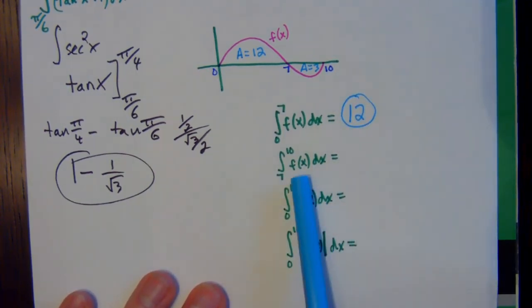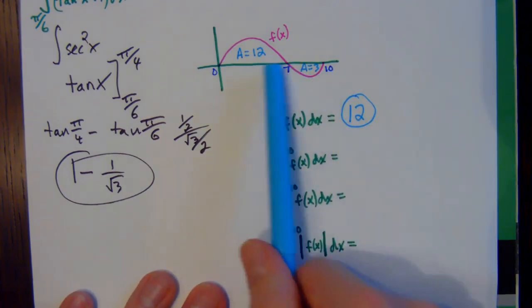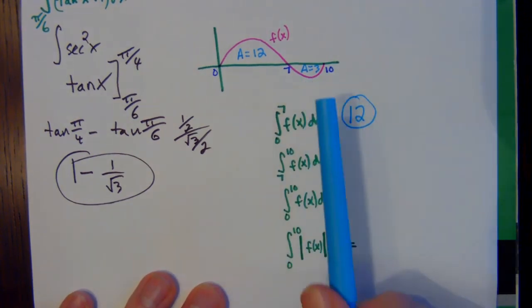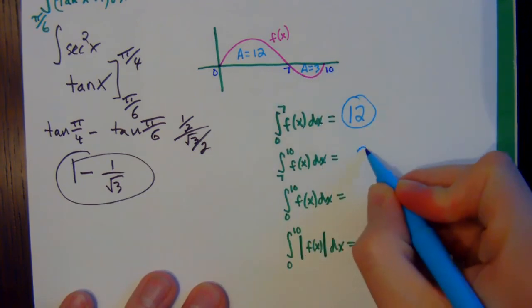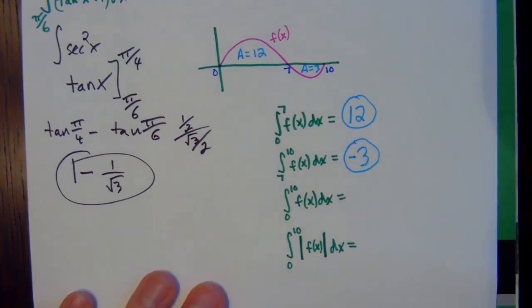And then the difference is in between 7 and 10, that area is equal to 3. Area is always positive, so the total area of this is going to be 15. The area of that little bottom portion is equal to 3. But if I just ask you for the integral, you're still going to use the 3, but if your graph goes below the x-axis, your integral answer will be a -3. So that's really all I got to know.